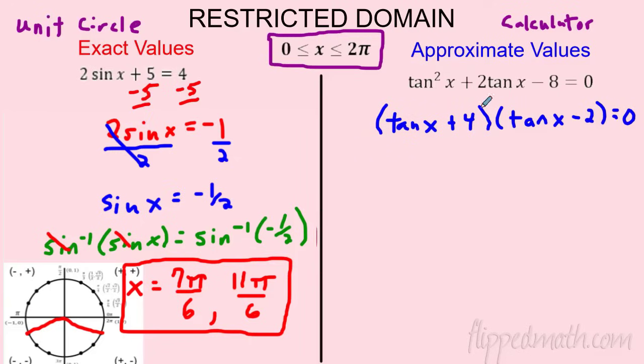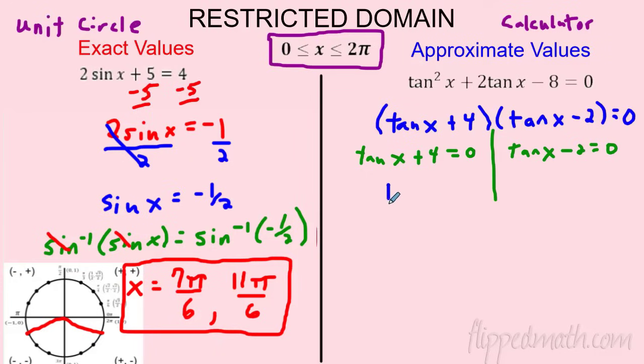Awesome. Now, when we have it this far, what are we going to do? We look at both parentheses separately. When does the tangent of x plus 4 equal 0? That's going to make one answer. That's the zero product rule, where anything times 0 is 0. And what about the other parentheses? If the tangent of x minus 2 equals 0. If either one of these equals 0, then 0 times anything is 0, and we get an answer. So solve this.